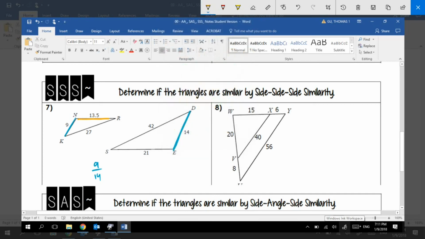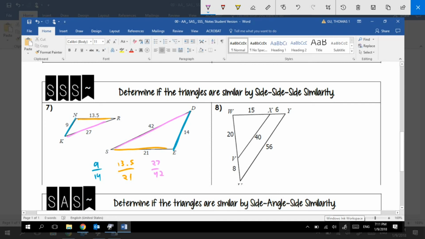Now, another pair? We got 13.5 over this bottom part right here, 21. 13.5 over 21, and then lastly we got 27. That's the longest side, so it's going to be corresponding to this longest side, so 27 over 42.